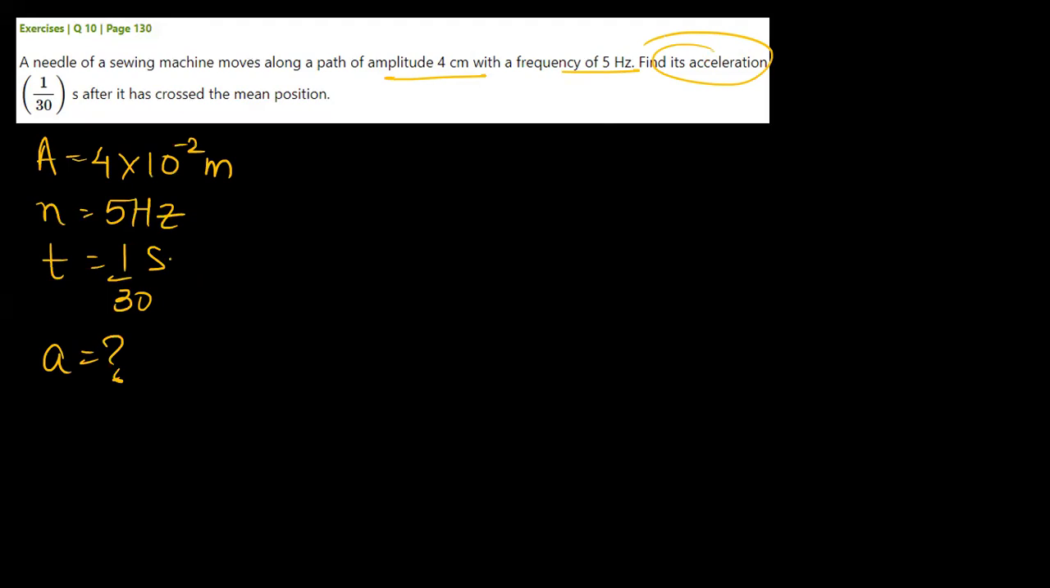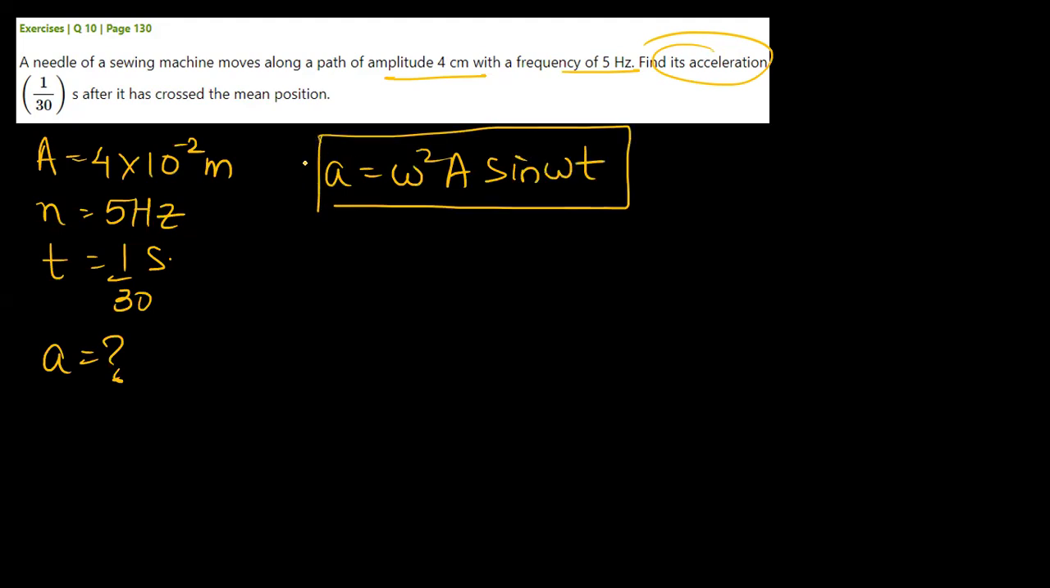Now, since it has crossed the mean position, in that case your acceleration will be A equal to omega square A sine omega t. This is the formula to find the acceleration after it has crossed the mean position.